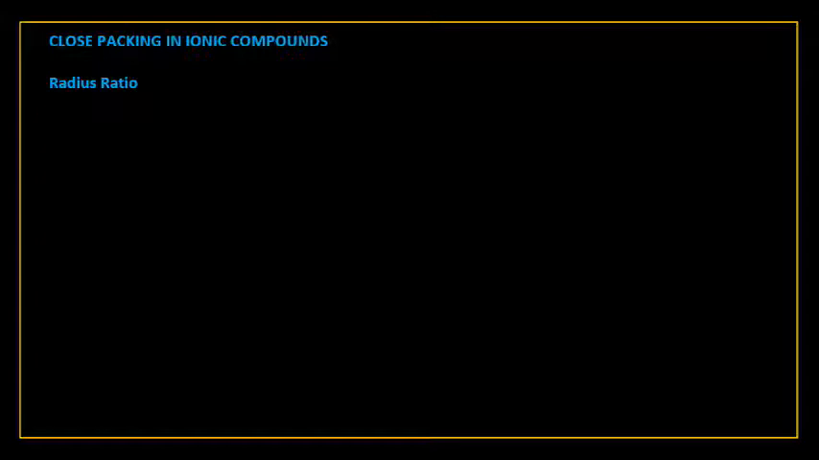Today's topic is close packing in ionic compounds: radius ratio. For the stability of ionic compounds, each cation should be surrounded by the maximum number of anions, and vice versa. The maximum number of oppositely charged ions surrounding each ion is called the coordination number for that ion.